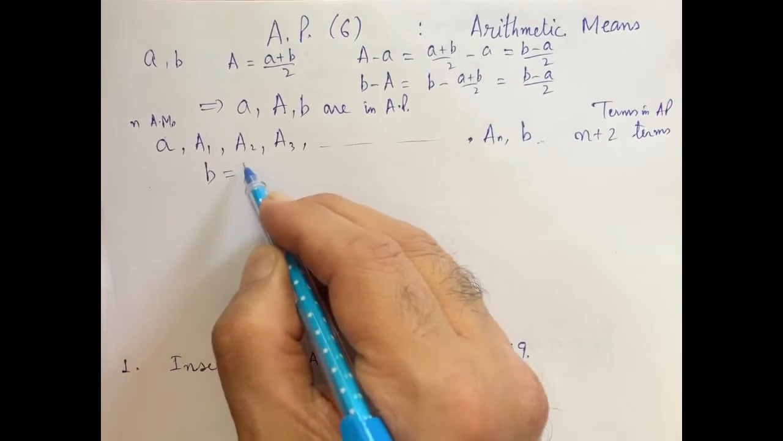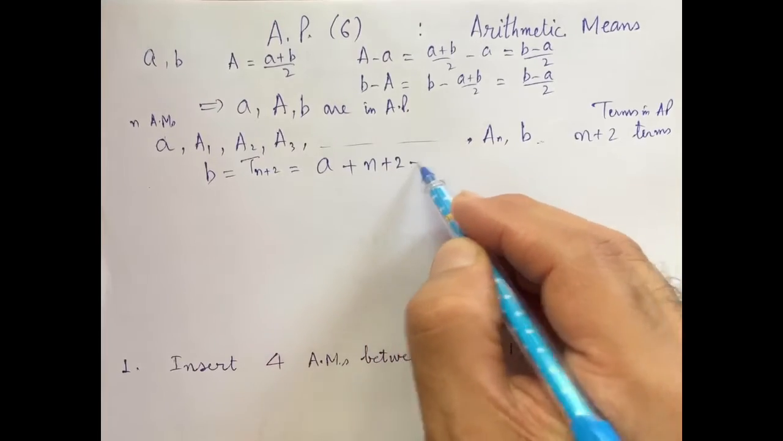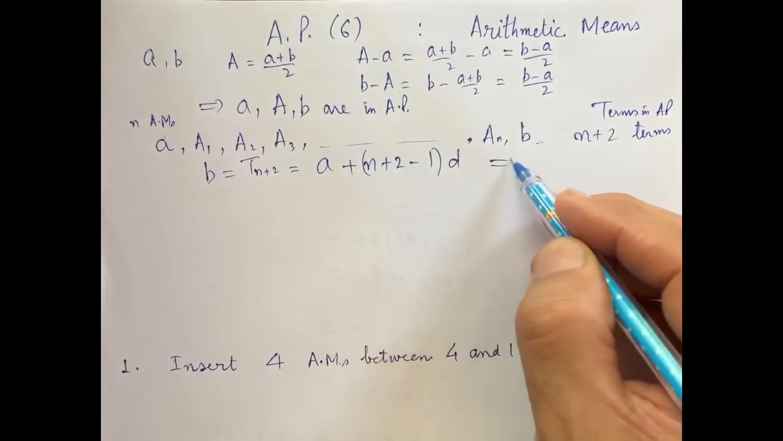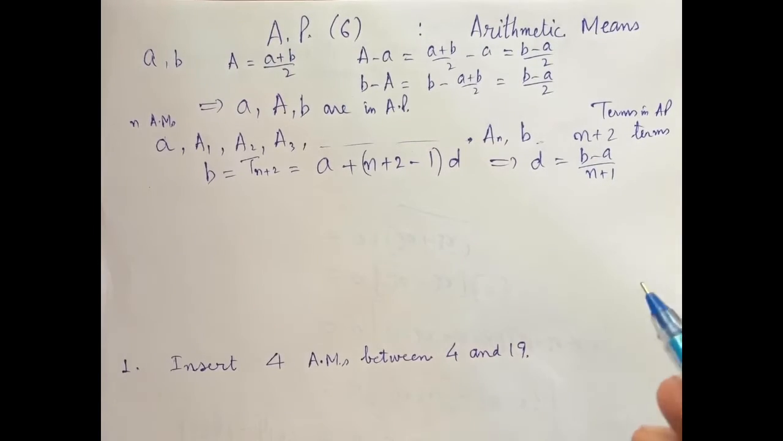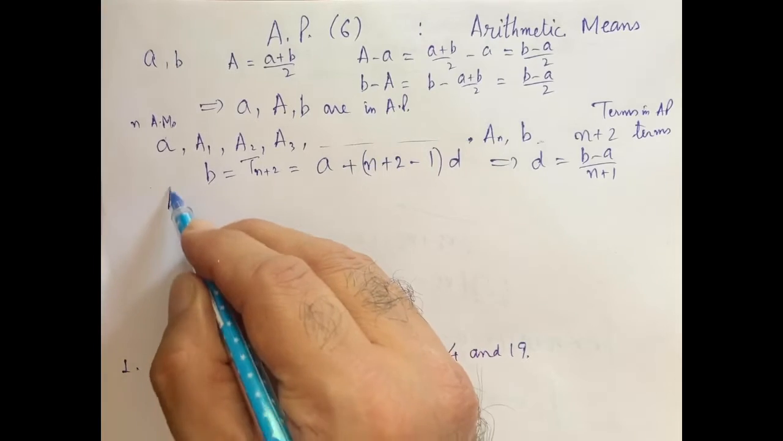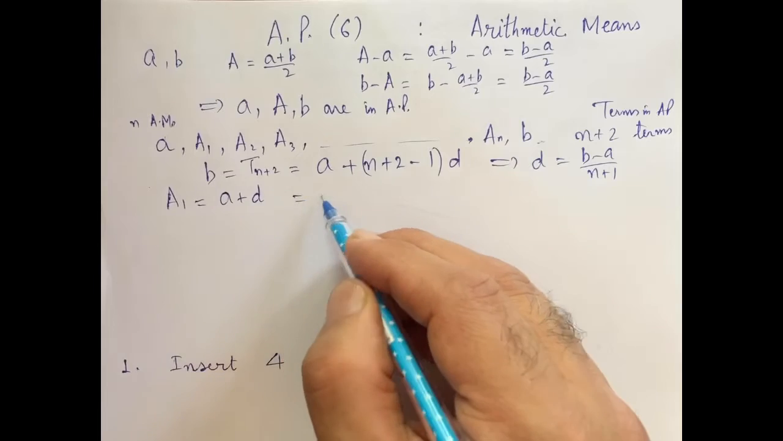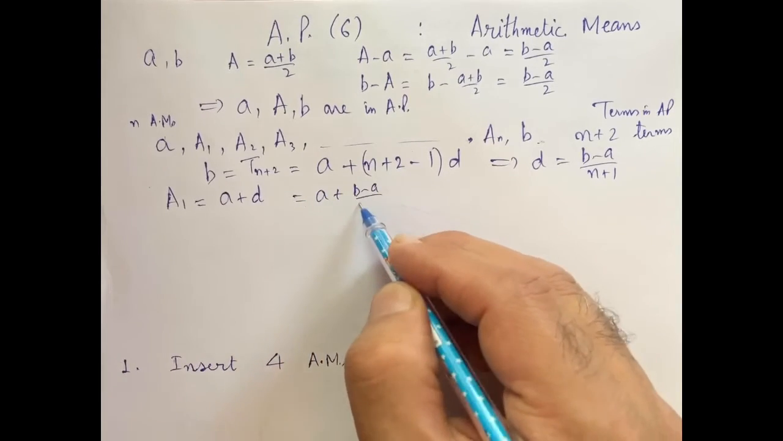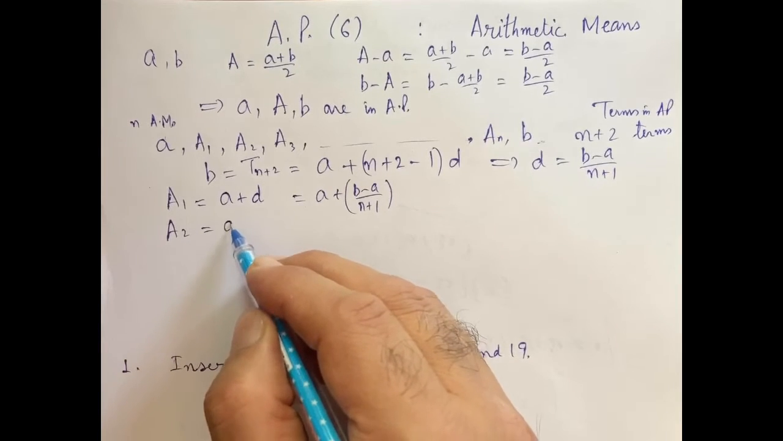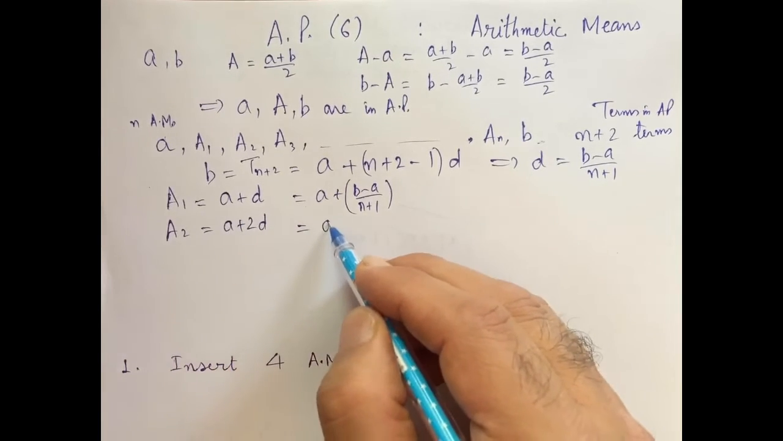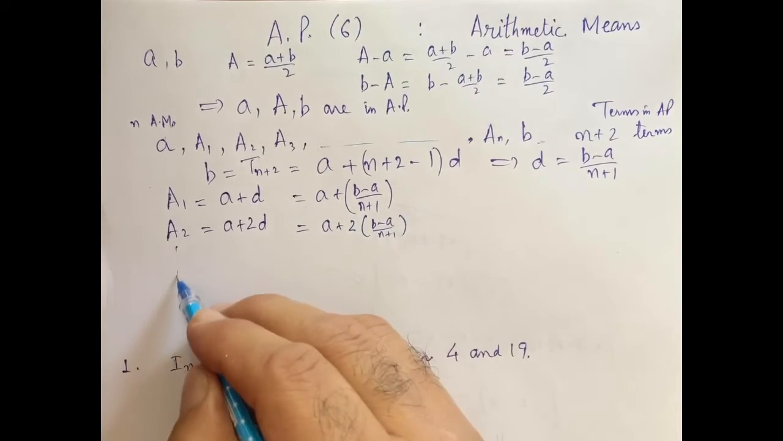So what is b? b is term number n plus 2. It's a plus (n + 2 - 1) times d. So this gives us d equal to (b - a)/(n + 1). So this is the common difference. So what will be the first arithmetic mean? It's a plus d, that's a plus (b - a)/(n + 1). Second arithmetic mean, that's a plus 2d, it's a plus 2 times (b - a)/(n + 1), and so on.